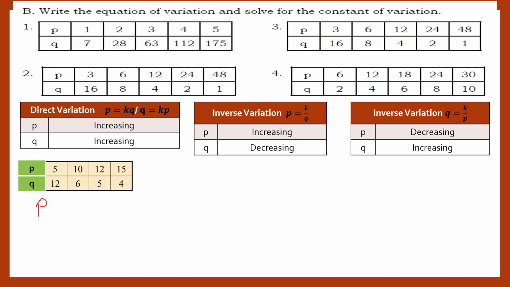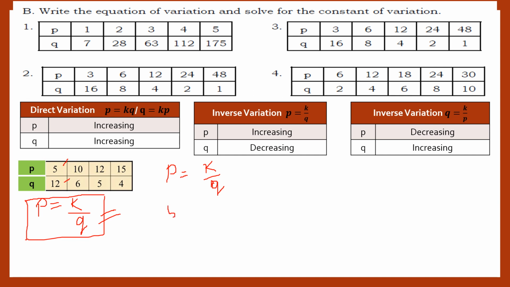So our equation, your answer should be P is equal to K over Q. Now that is your equation. Now, we are going to solve for the constant of variation. Since this is the equation, we're going to use this. So, P is equal to K over Q. Isa-substitute lang natin the values from the table. So, P for the first pair, 5 and 12.